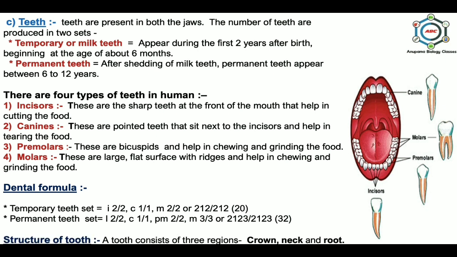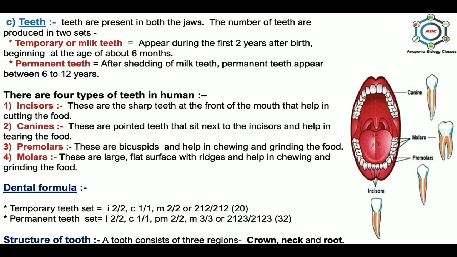Then the structure of tooth. A tooth consists of three regions: crown, neck and root. Crown is the exposed part which you can see, and neck is surrounded by gums or gingiva, and root is embedded in the socket of the jawbone. Tooth is made up of a hard substance known as dentine, and the crown is covered by a shining material called enamel, which is the hardest substance in the body. So, enamel is the hardest part in our body.